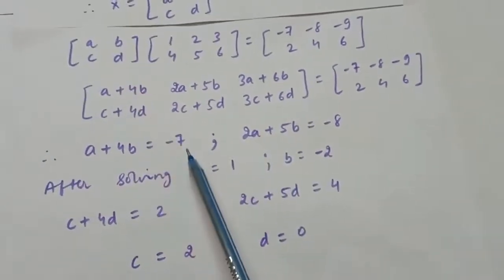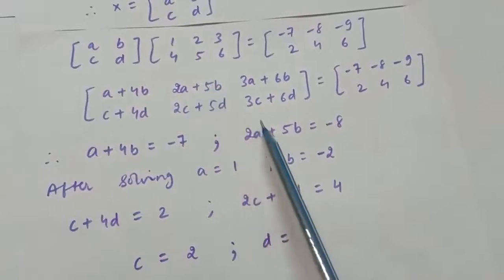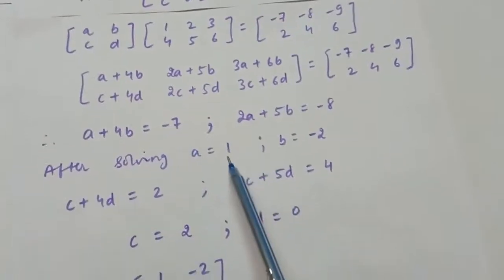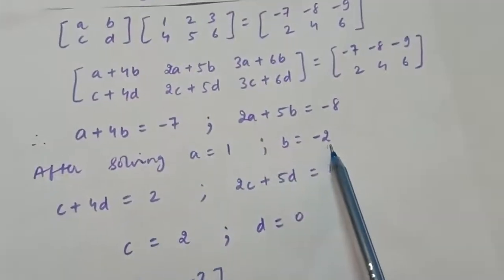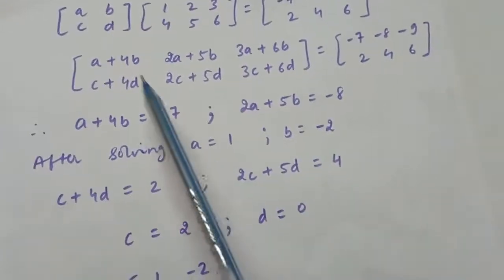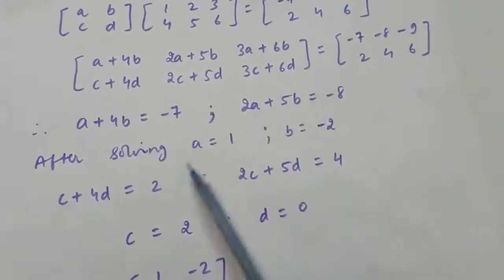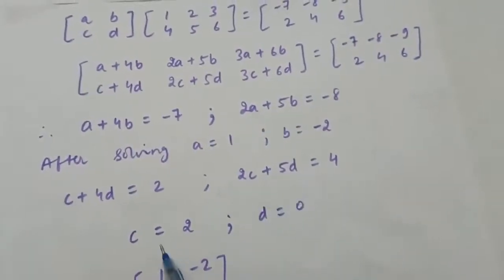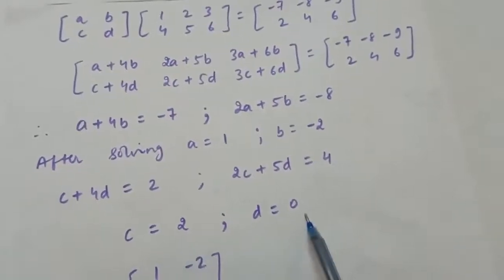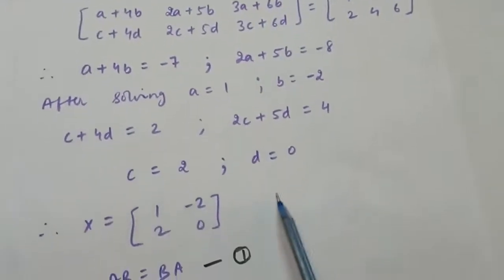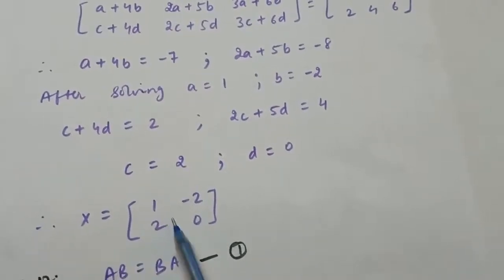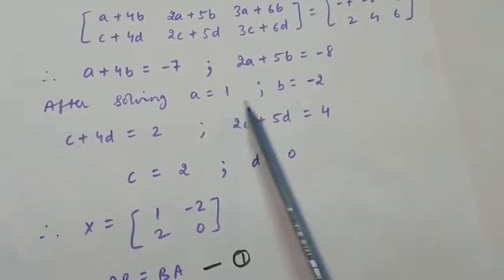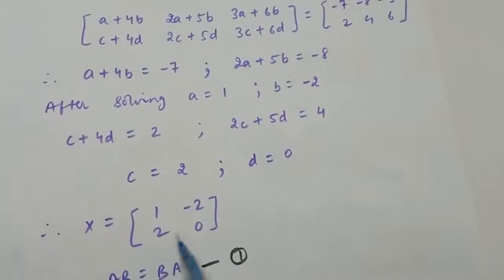So a plus 4b is equal to minus 7. 2a plus 5b is equal to minus 8. After solving these two, you will get the value of a as 1 and b as minus 2. Now c plus 4d will be equal to 2 and 2c plus 5d is equal to 4. After solving this, you will get the value of c as 2, d as 0. So x is the matrix a, b, c, d. So x will be, it is important to write this because they have asked to find x. Now x will be 1, minus 2, 2, 0.